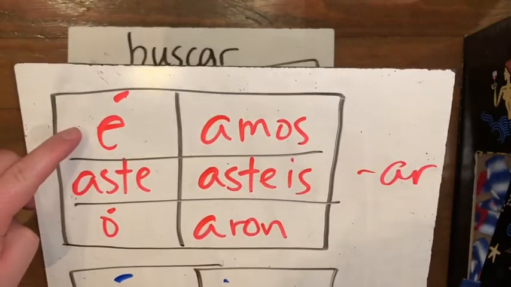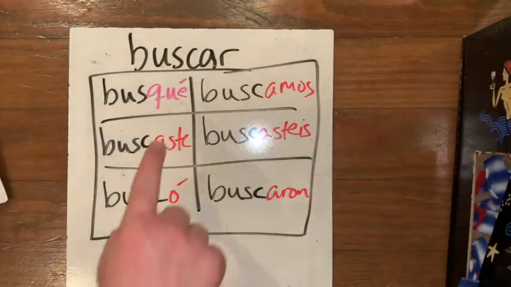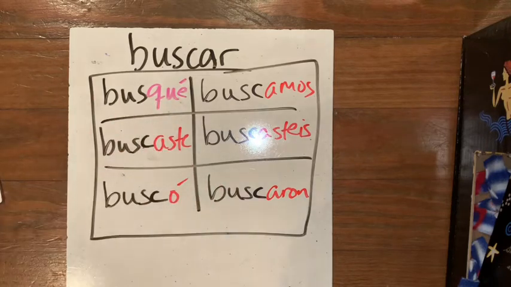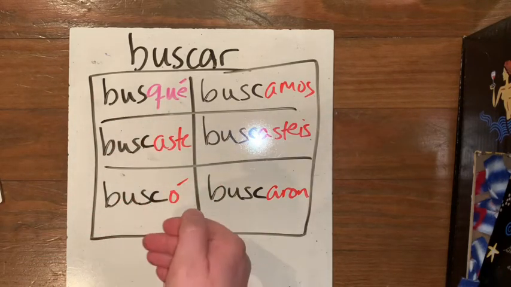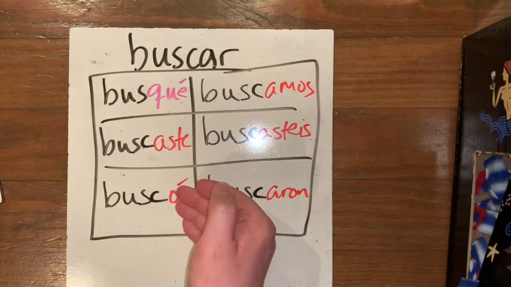Instead of just having BUSC with an E, we do perform a spelling change. I put it in pink so it'll be a little more noticeable. It becomes QUE. That's pronounced busque, buscaste, busco, etc. I looked for, you looked for, he or she looked for.